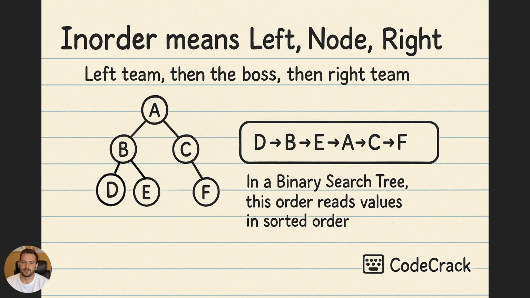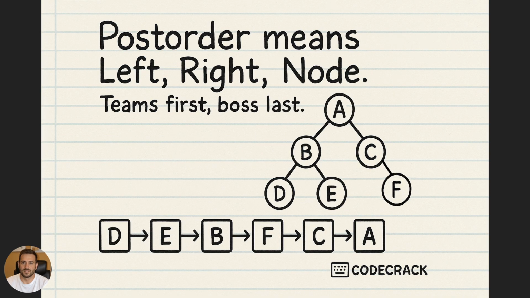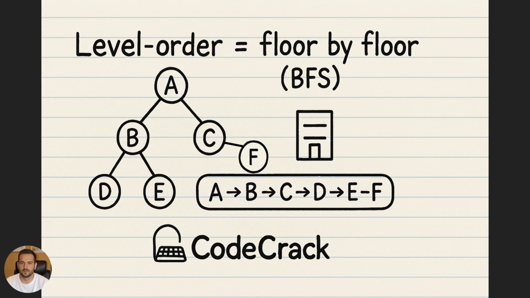In a binary search tree, this order reads values in sorted order. Postorder means left, right, node. Teams first, boss last. You'd say D, E, B, F, C, A. Level order means floor by floor, BFS. You'd say A, then B and C, then D, E, F.